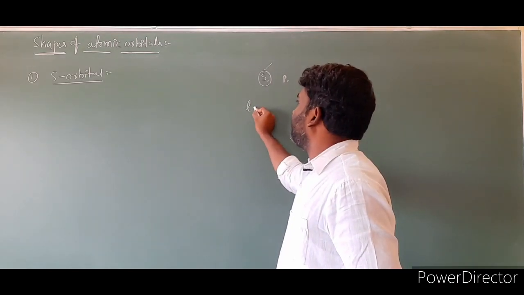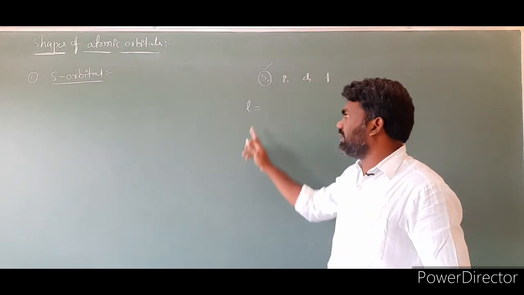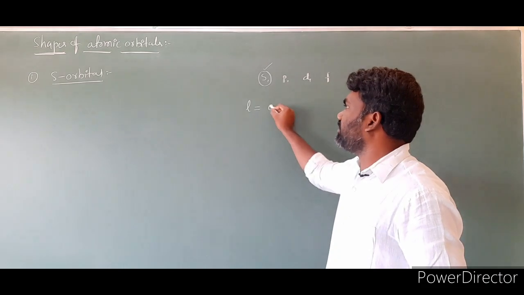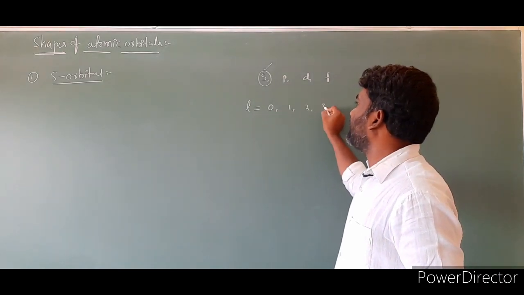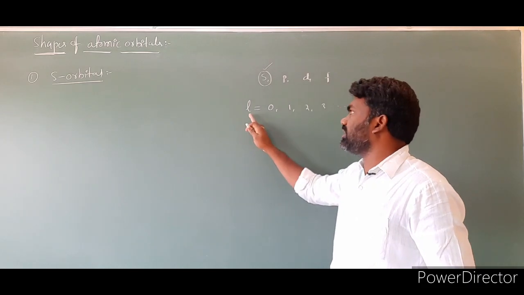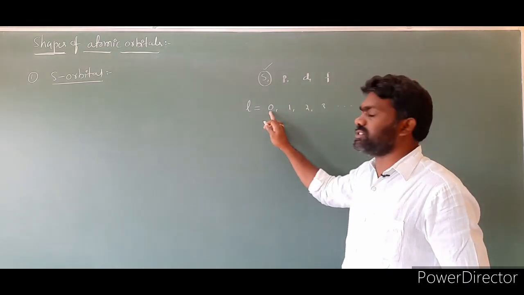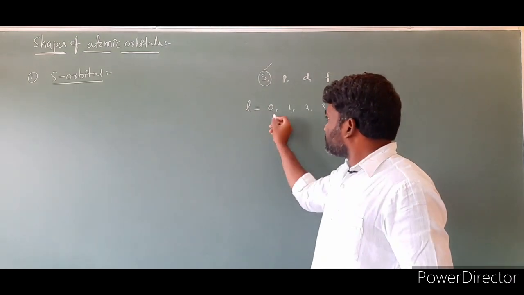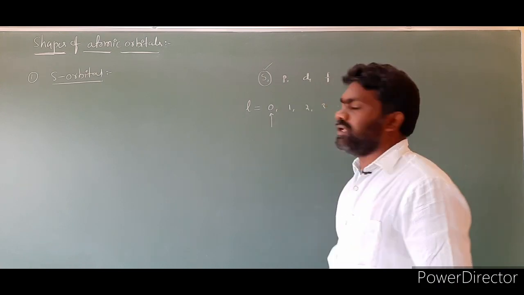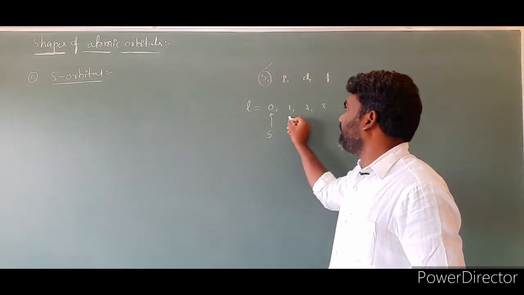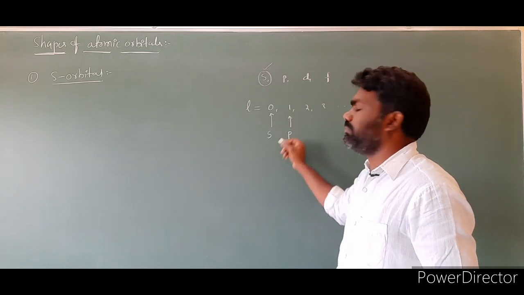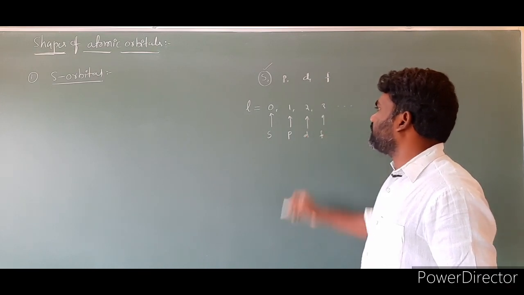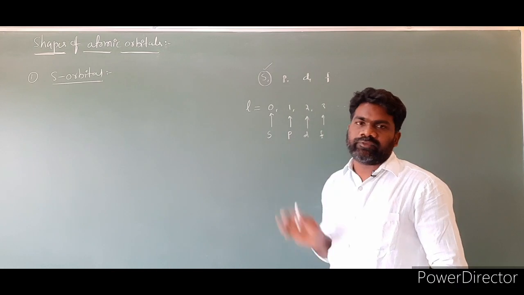The permitted values for the azimuthal quantum number, denoted by the letter L, are 0, 1, 2, 3, and so on. The minimum value for the azimuthal quantum number is 0. That means azimuthal quantum number starts from 0. It's clear. Then if L is equal to 0, we label the orbital as s orbital. If L is equal to 1, that orbital is labeled p orbital. If L is equal to 2, then that is d, and f orbital is L is equal to 3. By taking this point, we can define any orbital.